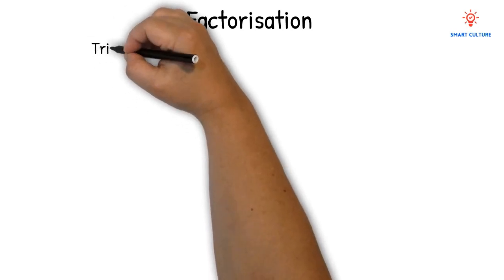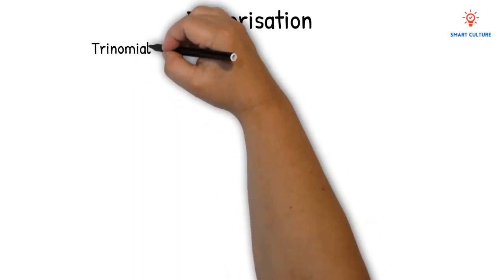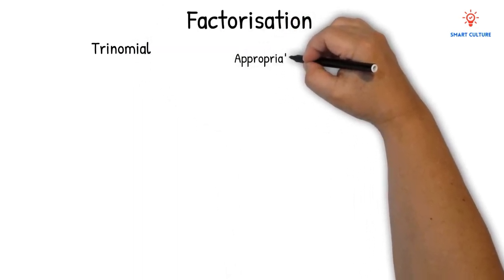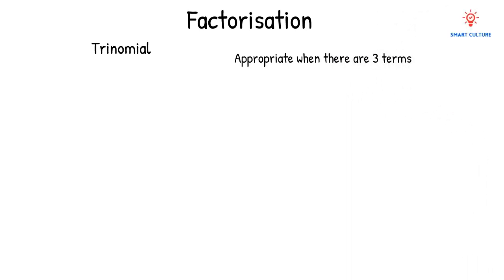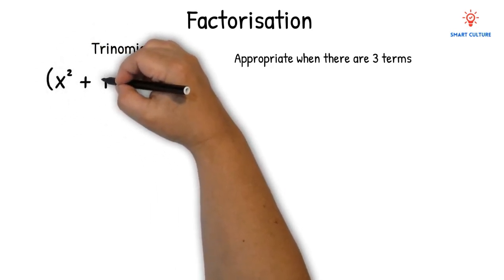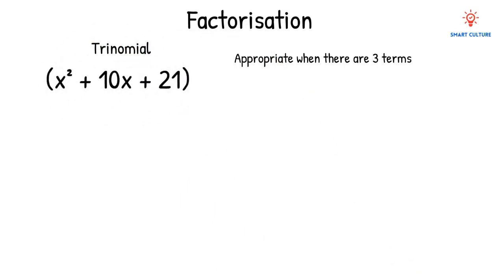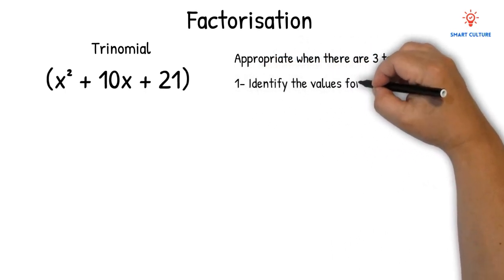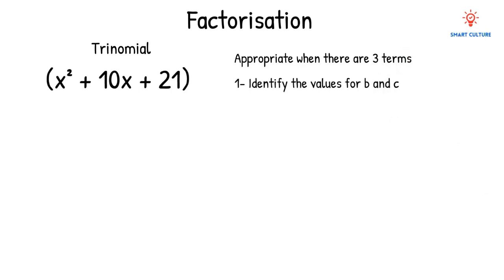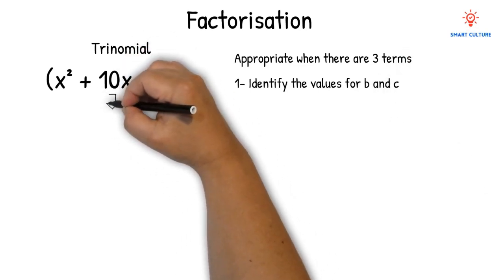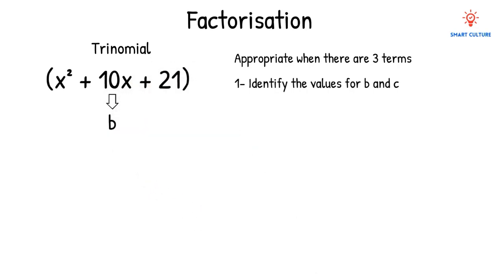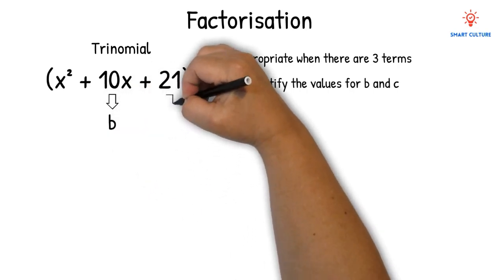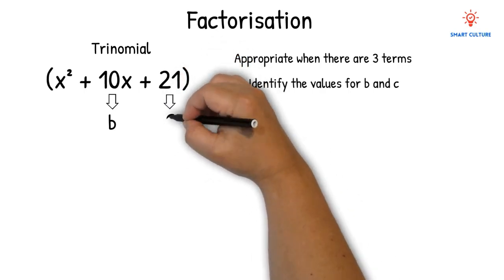The next method we are going to take a look at is trinomials. This method is applicable when you see three terms. Let's take a look at the example. If we have x squared plus 10x plus 21, step 1 would be to first identify the values of b and c. B is the coefficient of x, in other words, the number standing in front of x, which is 10, and c is the constant. In this case, the value of c is 21.